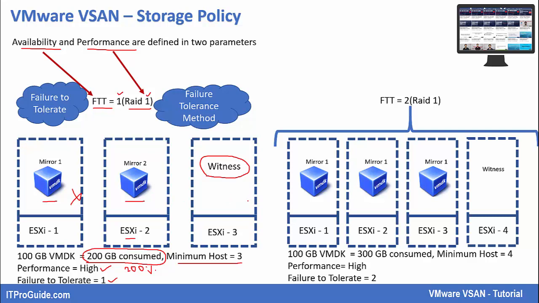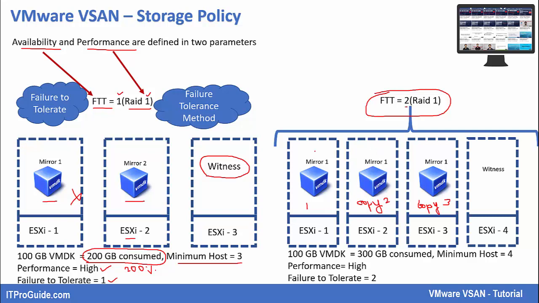Look at the second scenario. Failure to tolerate is equal to 2, and the failure tolerance method is the same, RAID 1. As I said, RAID 1 means it will keep a mirror copy of the original data on a second disk. So here it is a distributed RAID. The VMDK has one copy at mirror ESXi 1 and a second copy at ESXi 2. But the FTT, the failure to tolerate, is equal to 2, right? So it means it needs to withstand 2 failures of ESXi hosts.